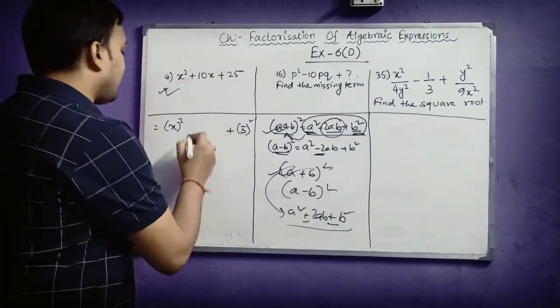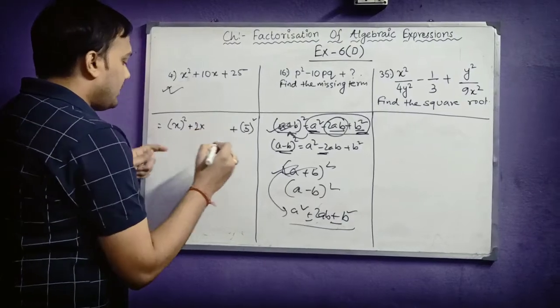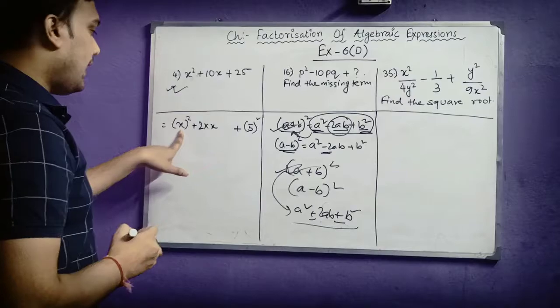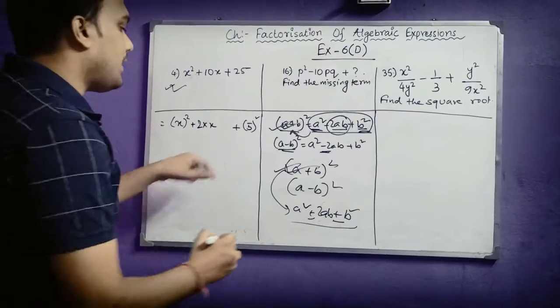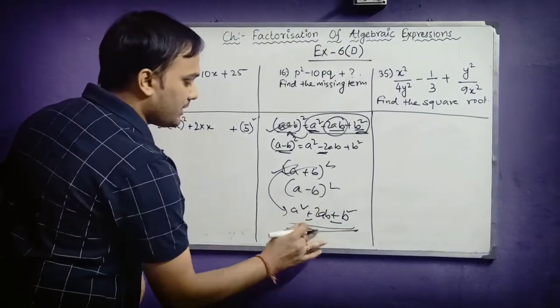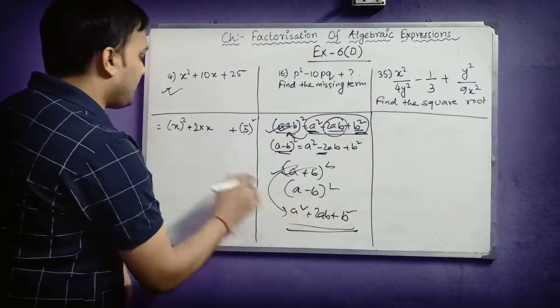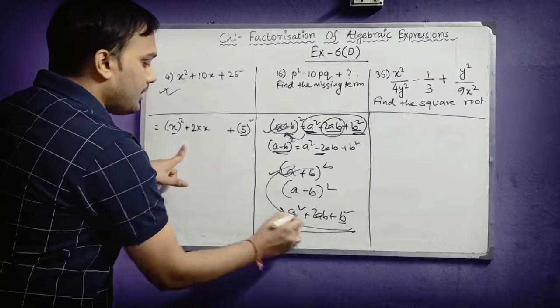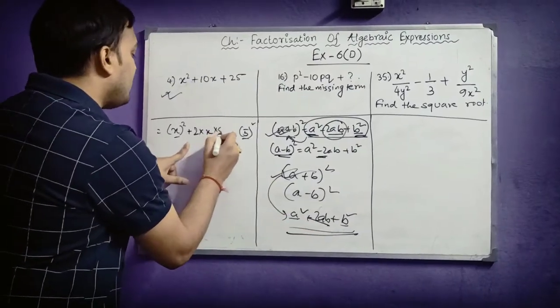So for 10x I can write 2ab, that means 2 into, what is a here? A is actually x, the first term, and what is b? B is actually 5. You have to compare with this one. Okay students, you have to compare with this one. So you will get a as x and b as 5. So 2ab will be 2 into x into 5.